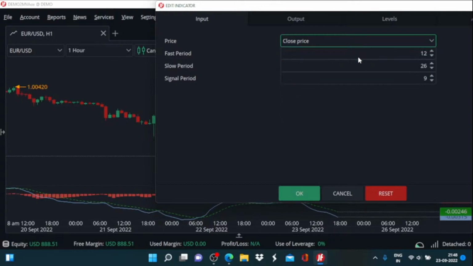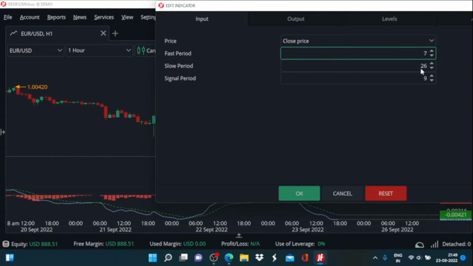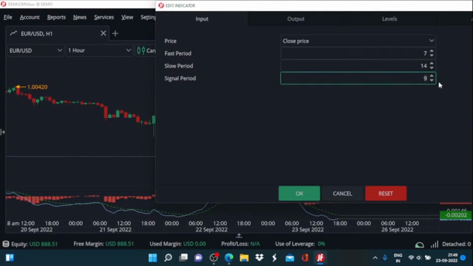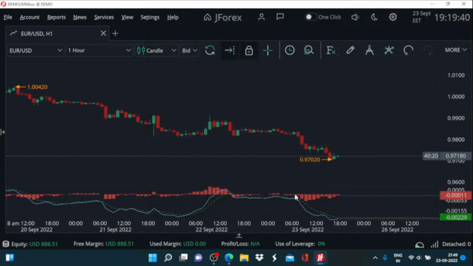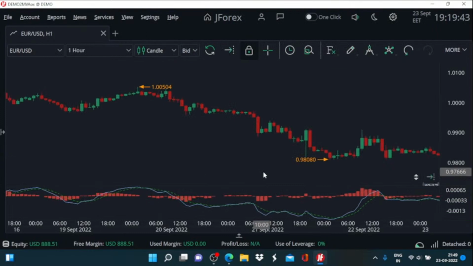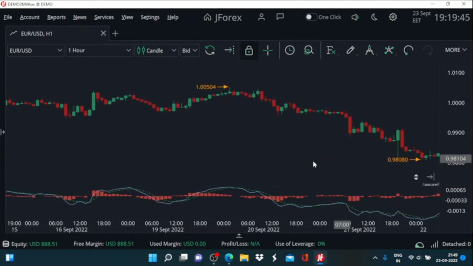Now I am going to restore it back to the close price. The calculation period for the fast period, slow period, signal period can also be changed. Now we were looking at the combination of 12, 26 and 9. This combination can also be altered if you want to reduce it further to make MACD more responsive. You can do that as well. So if you want to reduce it to 7, 14 and 5, where you will have the MACD becoming a lot more responsive, you can do that as well.